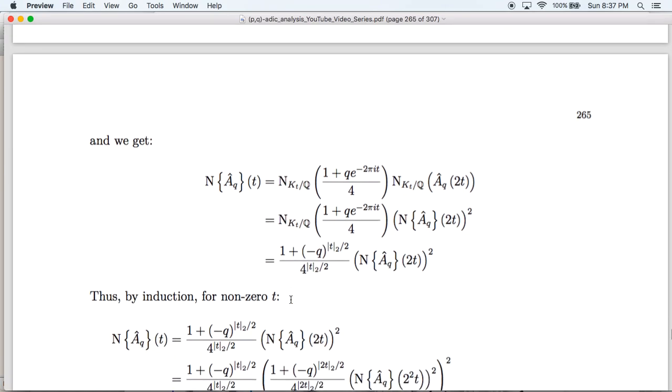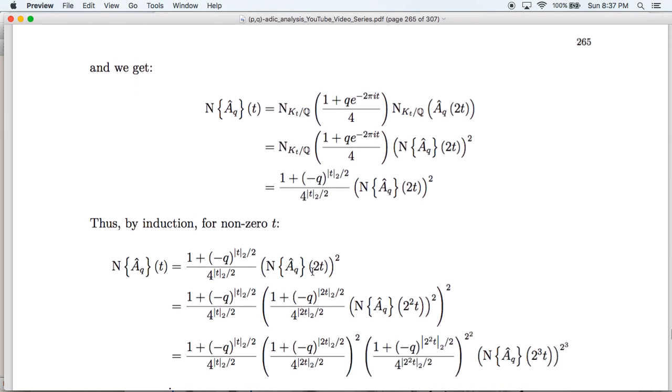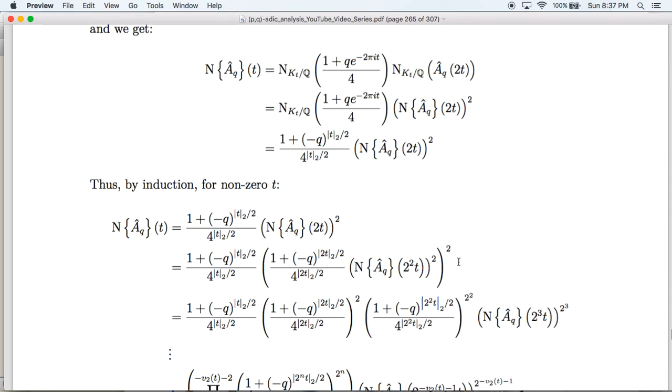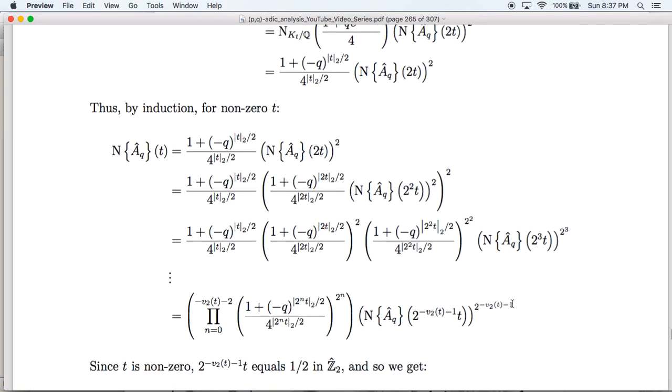So then by an induction for non-zero t, we just nest this. This is 2t, so then this is 2t squared. And we look at the pattern. Here the pattern is the power of 2 is increasing, and we can go up all the way to 2 to the negative v2 of t minus 1. Just to see where this comes from, 2 to the negative v2 of t is the denominator of t.